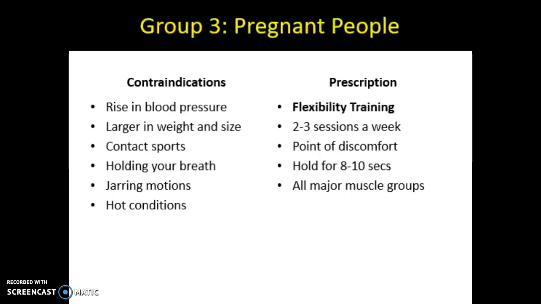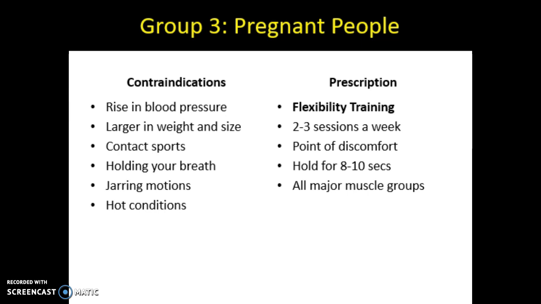The final group that we're targeting is pregnant people. The first contraindication is that they have a rise in blood pressure. This will stop them from being able to do isometric contractions. The second one is that they are larger in weight and size, so this can restrict them from doing certain exercises or certain things inside the exercises that they are doing, as they are not as flexible.